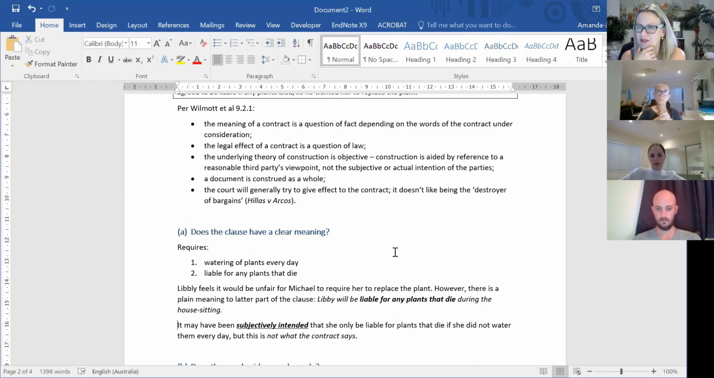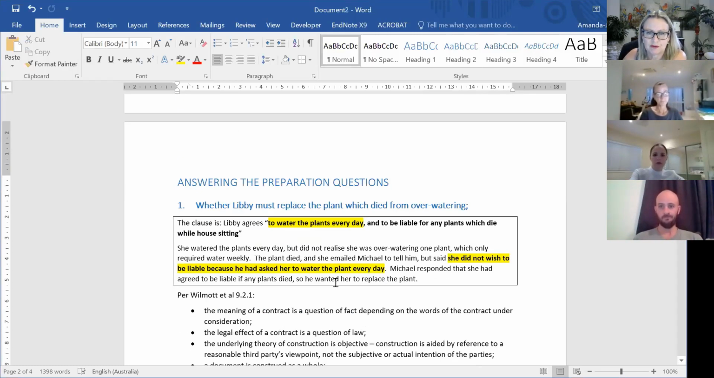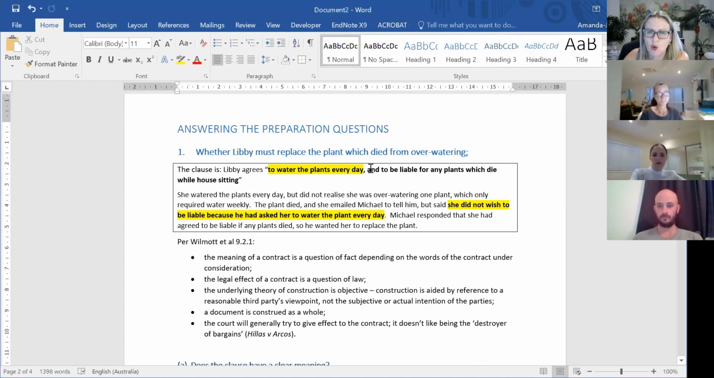Does anyone else have a different view? If you just read it of itself, she agrees to water the plants every day and to be liable for any plants that die while house sitting. What do you think? Go on, Tammy Lee. Wade in.